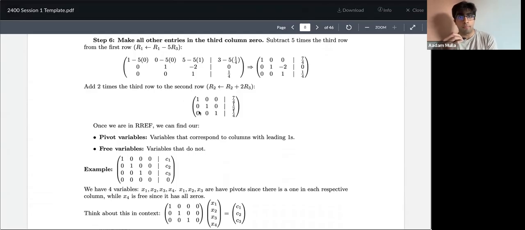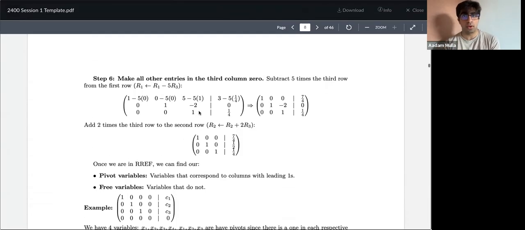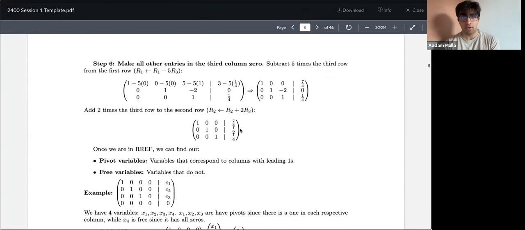So let's go to our example up here. First, let's see how many variables we have. We have 3 variables total. We can split them into 2 types: pivot variables and free variables. Pivot variables are ones that are stuck, as in they have to take a certain value.